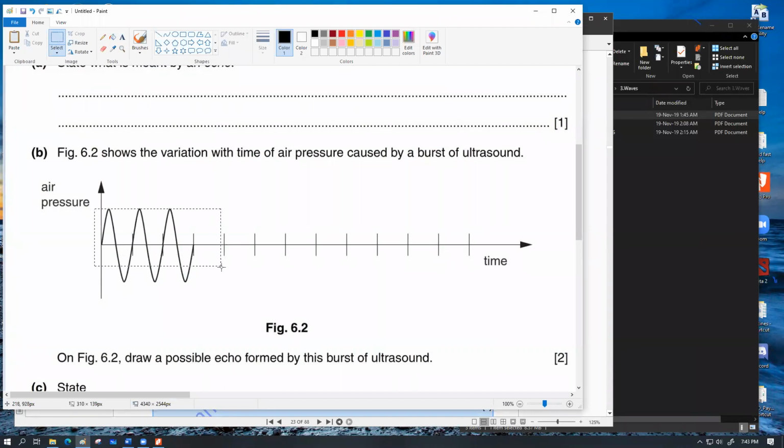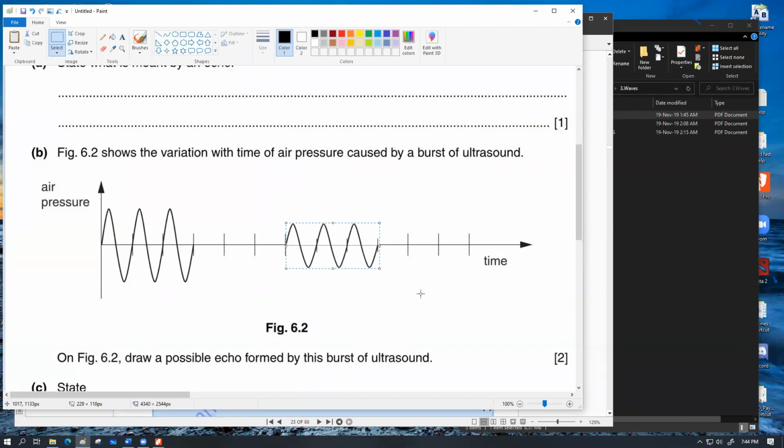The echo would have the same frequency, so it would be exactly identical looking as this one. Only it would have a smaller amplitude because when the reflection would happen, some of the energy would be absorbed up. So let me copy this up, make it small. You can draw it anywhere. You don't have to necessarily draw it close to this one. Draw it anywhere else, something like this.